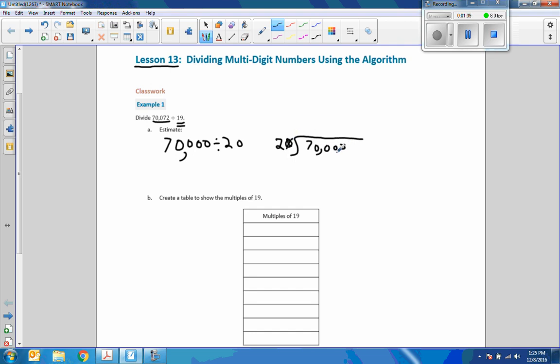And we can ignore this 0 because this ends in 0. So 2 goes into 7 3 times. 3 times 2 is 6. Subtract. Get a 1, bring down a 0. 5 times 2 is 10. And we're done. Just need to put those two zeros up there. And the answer is 3,500. Okay?